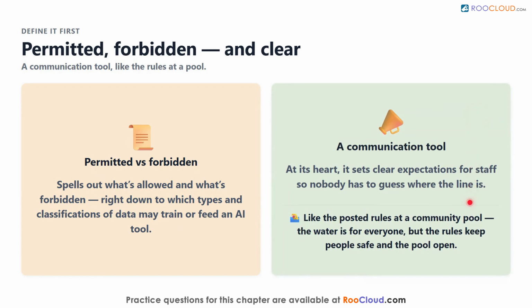Think of it like the posted rules at a community swimming pool. The water is there for everyone to enjoy, but the rules about diving, lanes, and supervision keep people safe and the pool open. An acceptable use policy does the same for AI.